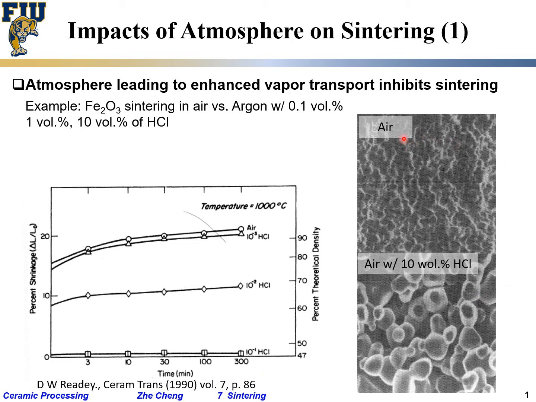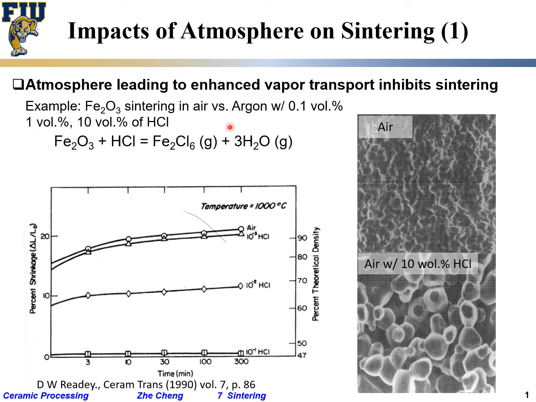If we are doing sintering in air, you see, okay, green, and then the grains are reasonably sized, relatively dense. But when they do the sintering in the worst case scenario, 10 volume% of this highly acidic hydrogen chloride, you see the particles are individually, compared with the top, larger, but also rounder, right? And in between them, there seems to be a lot of gap, a lot of porosity. Make sense? So this is what we mentioned. Atmosphere leading to enhanced vapor transport inhibits sintering.